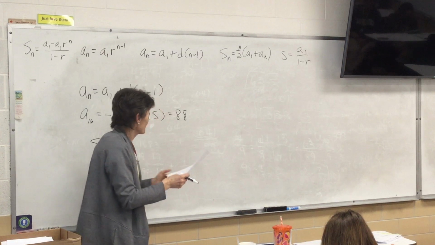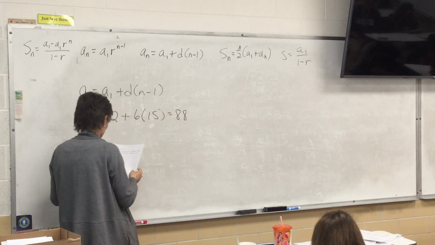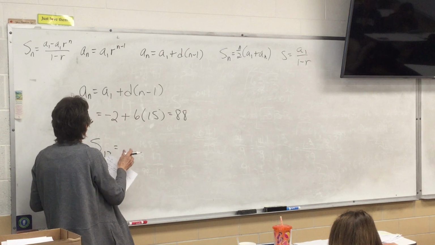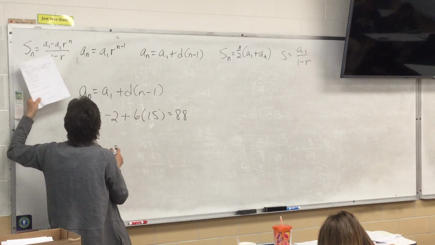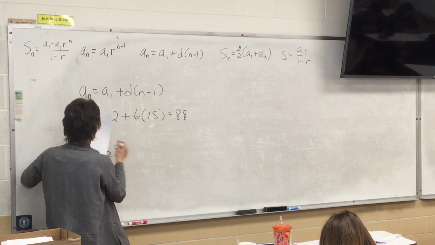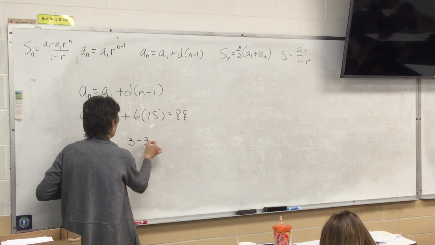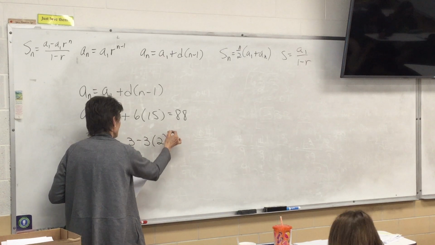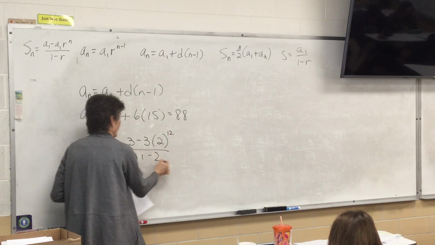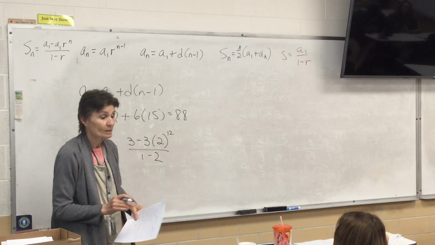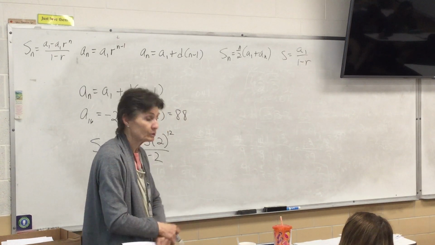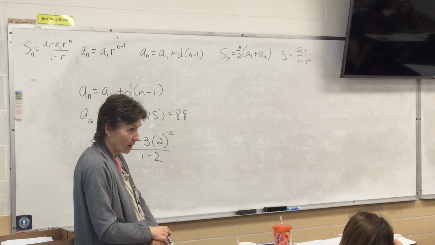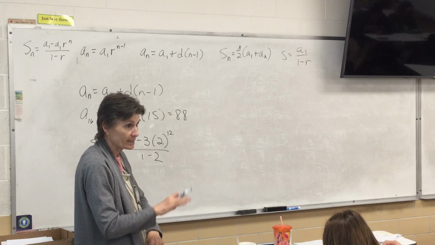So here we go. S sub 12 equals the first term, which is 3, times 1 minus the ratio to the 12, over 1 minus the ratio. Look at what I wrote. Does that make sense to you? Can you write that by yourself, plugging the numbers in?